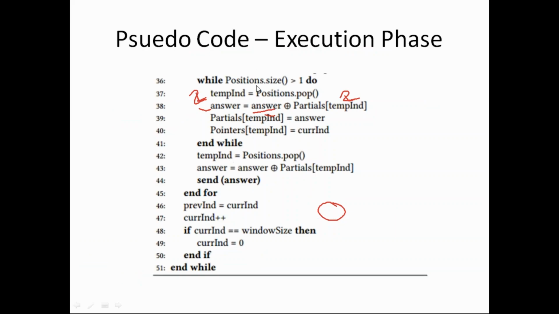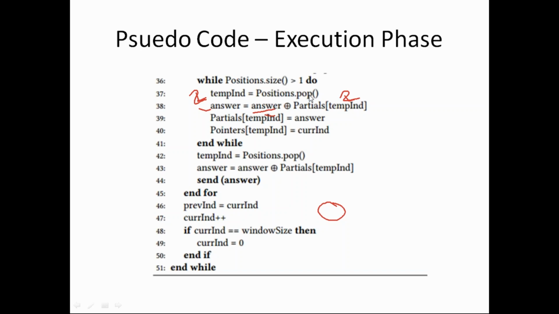Now again check the value. What is the size of positions now? We popped 2 last time, so 0 and 1 should be left. So size will be 2. So that's why we're entering the loop, since the size is more than 1. Okay, so we're entering the loop again.